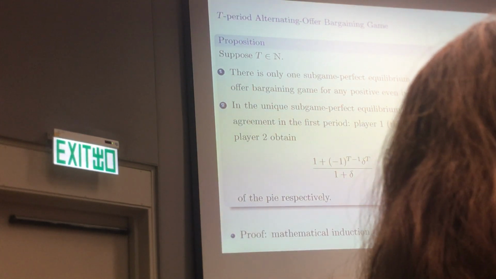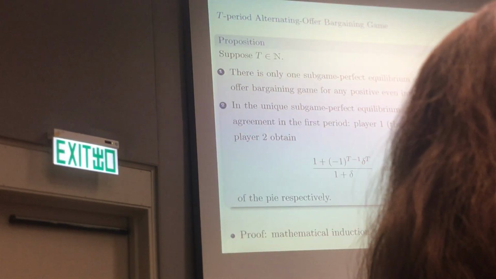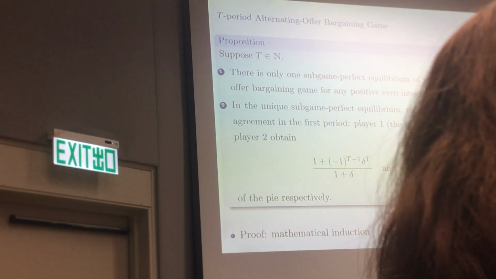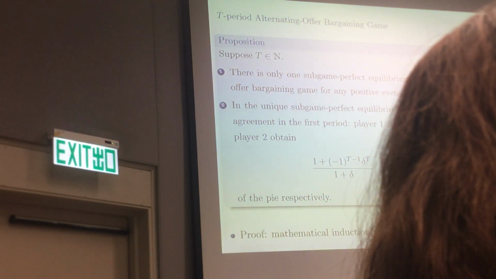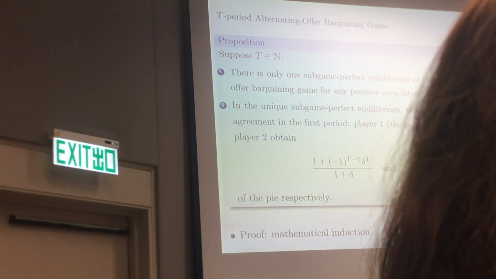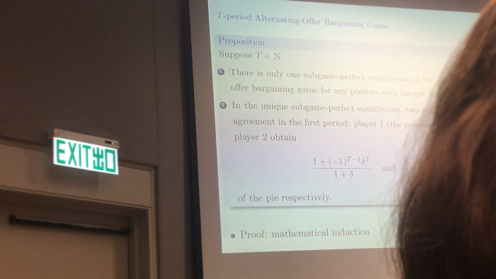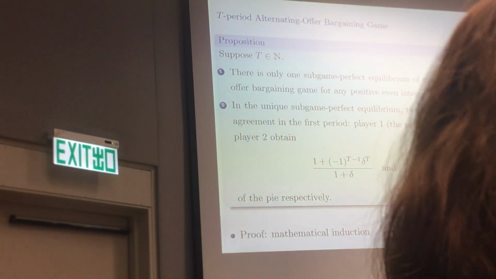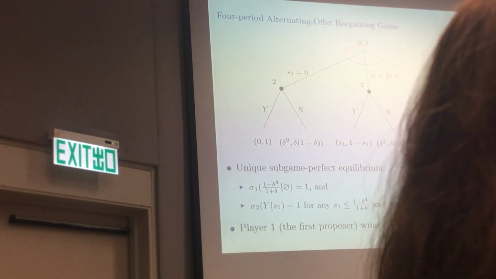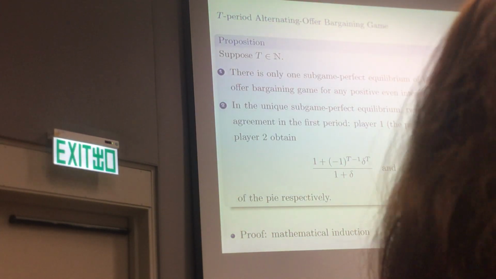Then the next question is, what if T is infinite? Any finite number capital T can be unsatisfactory, right? So maybe we have to answer what if T is infinite, which means that in alternating order, they offer until they finally reach an agreement. That's what I'm going to talk about next week. I'm also going to discuss a little bit more about the T-period alternating offer bargaining game.